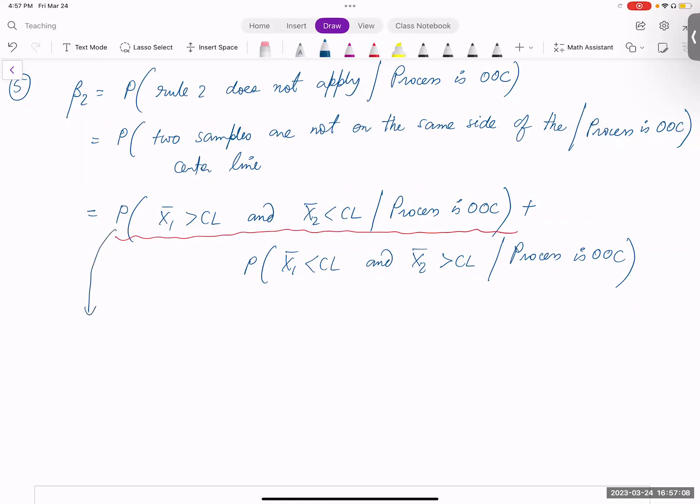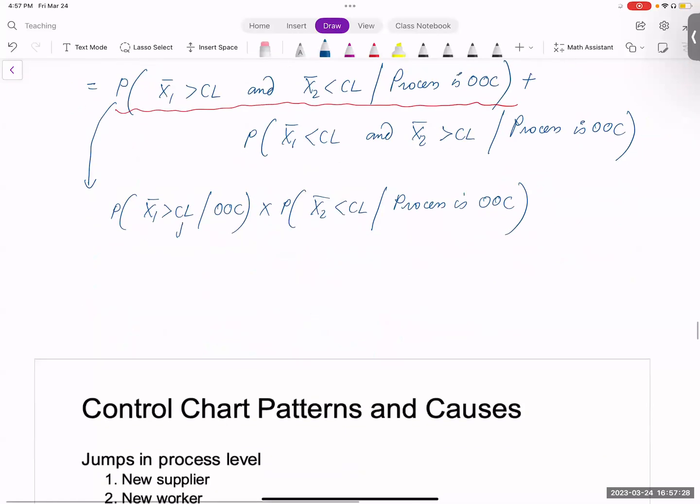So this term, I can say this is the probability x1 bar is greater than CL given process is out of control times the probability x2 bar is less than CL given the process is out of control. Now you already know this, CL is mu zero, and we encountered a similar situation in question number 2 as well. The only difference between question number 2 and this question number 5 is that earlier the process was in control, now the process is out of control.